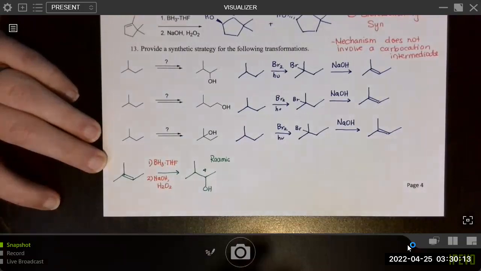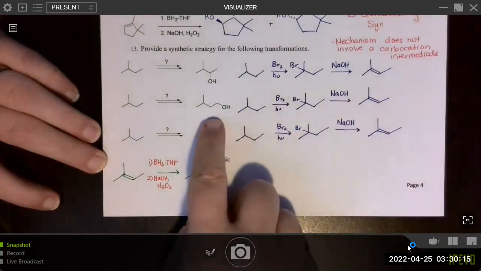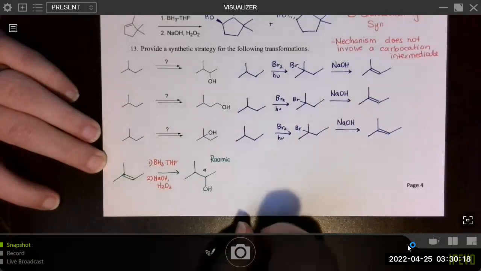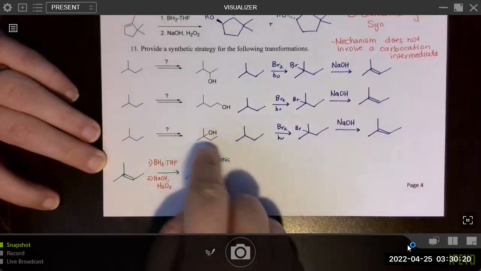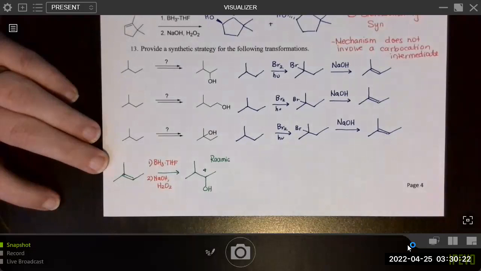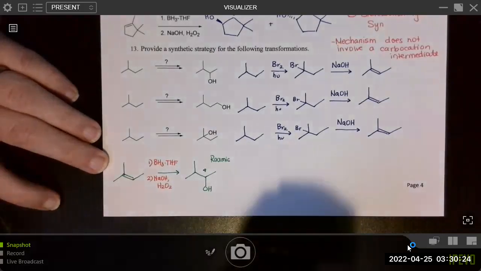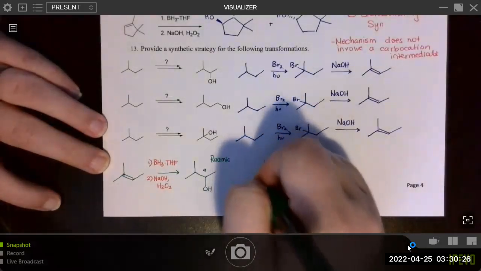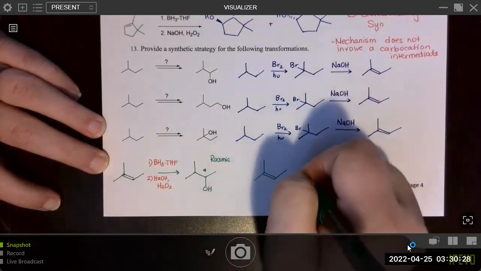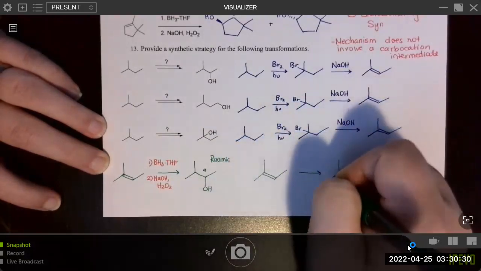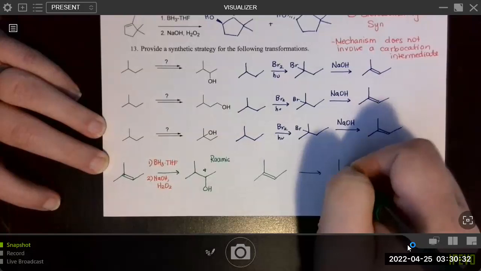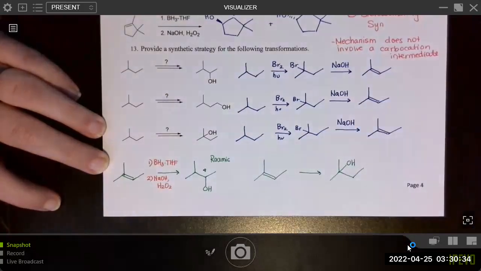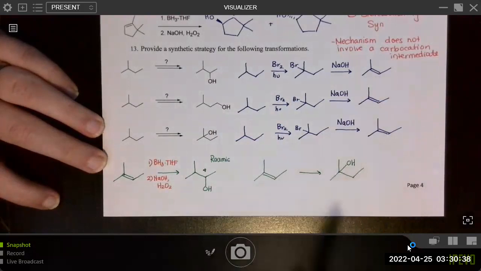This one, it looks like we are not able to get to here all in one step. However, we can get to this in one step, so we'll go ahead and write that one out as well. Okay, so how could I get from here to here in one step? This is an addition reaction. Again, we need to do a hydration because we're adding H and OH across the double bond.